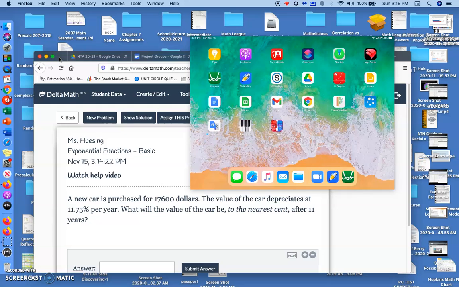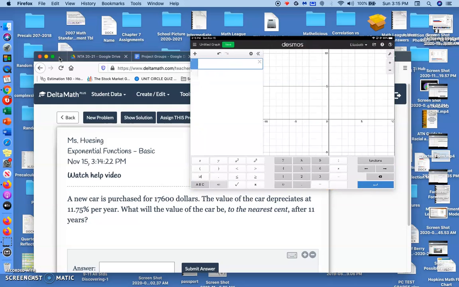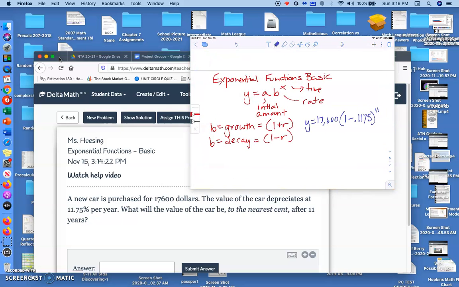So we can go back, and again we'll use Desmos for this. We have 17,600 times parenthesis 1 minus 0.1175 to the power of, whoops, I just did squared. So a times b to the power of, and then we have 11 years. So it tells us 4450. Cars depreciate pretty quickly there.